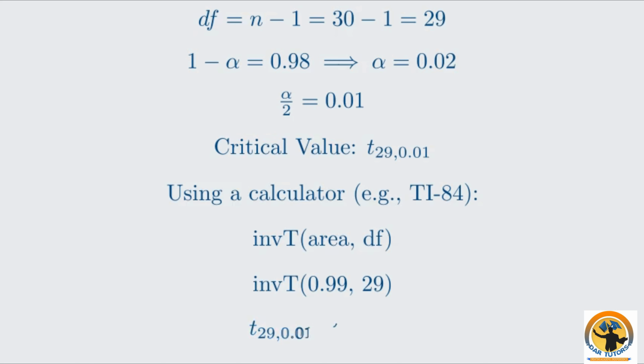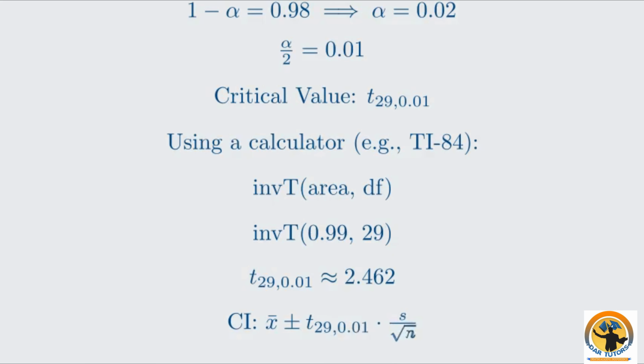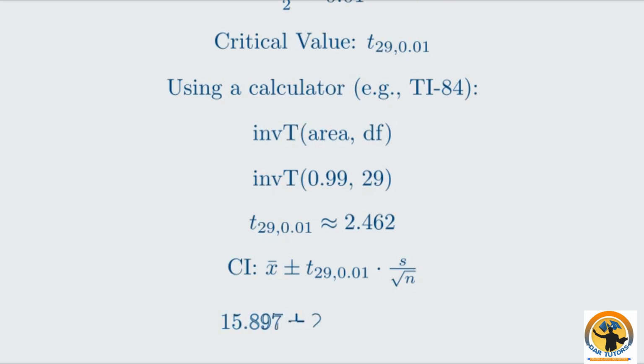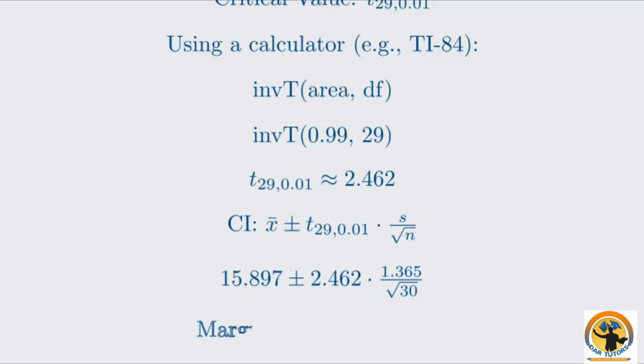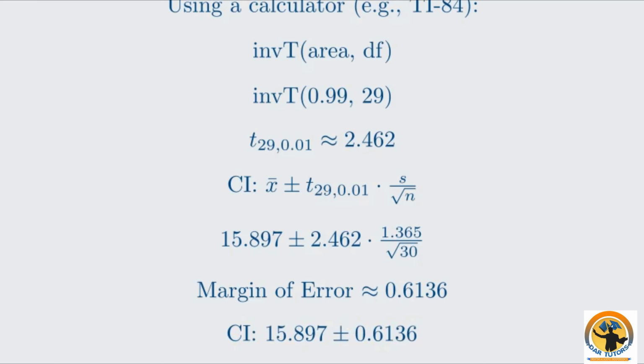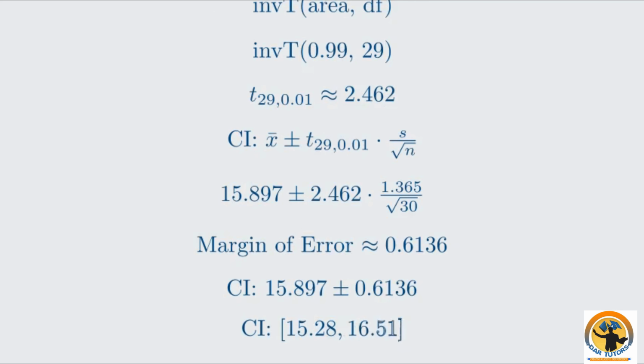This value tells us that for a t distribution with 29 degrees of freedom, 99% of the distribution lies to the left of 2.462. Now we have all the pieces to build our interval. Plugging our values into the formula, we get 15.897 minus 2.462 times the quantity 1.365 divided by the square root of 30. And the upper bound is the same expression with a plus sign. Calculating the margin of error, we get approximately 0.6136. Adding and subtracting this from the sample mean gives us our interval. The resulting 98% confidence interval for the mean sugar content is 15.28 grams to 16.51 grams.